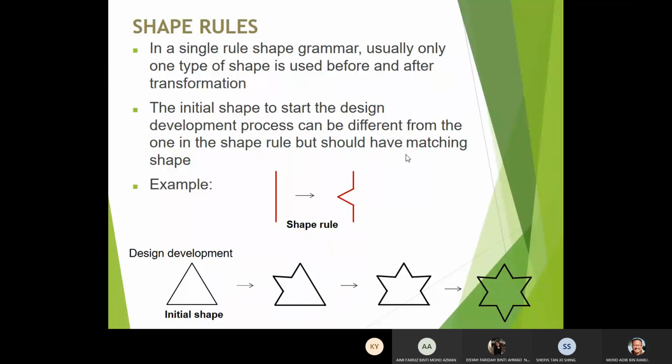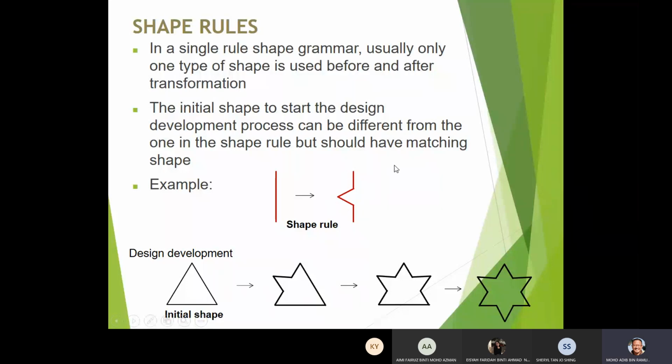For example, the rule is a single line like this, and then how you modify the line is you break the line into 3 parts, but the middle part you do like that. Okay, you add a corner. Okay, you pull to the left side, so it becomes like that.